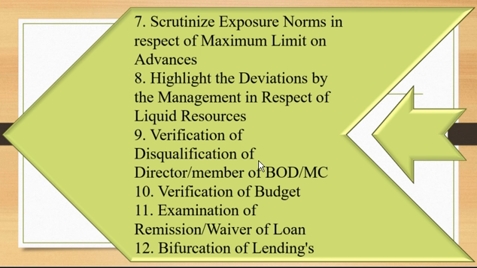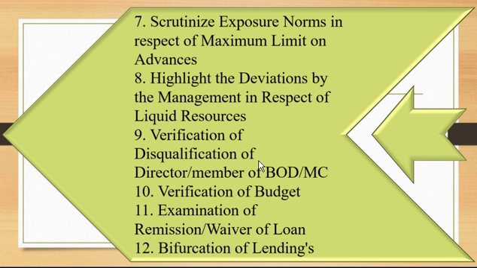The auditor appointed by an urban cooperative credit society or other society shall be responsible to highlight the deviations by the management in respect of liquid resources to be maintained by the society, and instructions or directives to be issued by the registrar of cooperative societies in this regard.